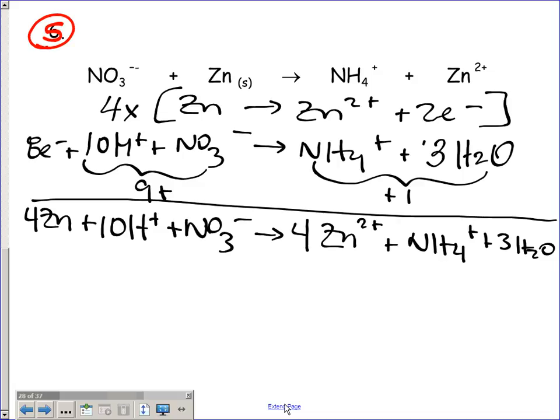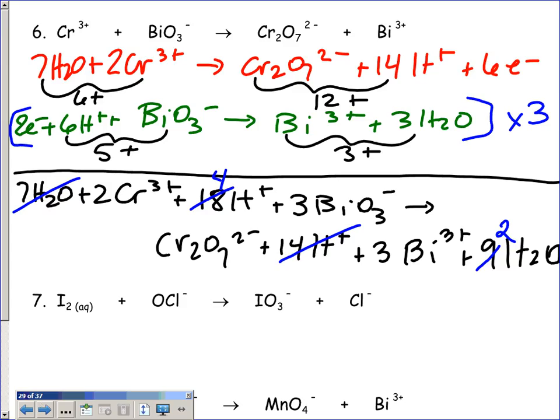6 is next, and I had a couple of people asking good questions about the simplification process. In chemistry, if you have the same thing on both sides, the numbers of them can be subtracted from one another. So on 6, and you may not have gotten that far, but I'm going to walk through the bottom part. So 6, if you wish to look up here, it's up here.